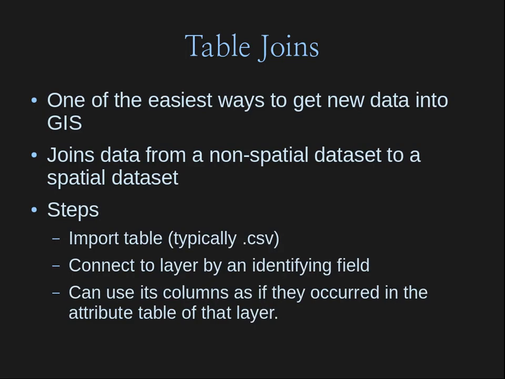And the process of this is pretty typical. You're going to import the table, typically something like a CSV. And then you're going to connect it to a layer in your GIS by some identifying field. And then what you can do after that is pull columns, or fields, from this other data set you have into the attributes table of your georeferenced layer, your vector layer. So let me give you an example of how we could do this.